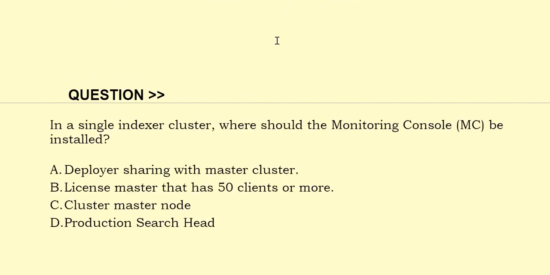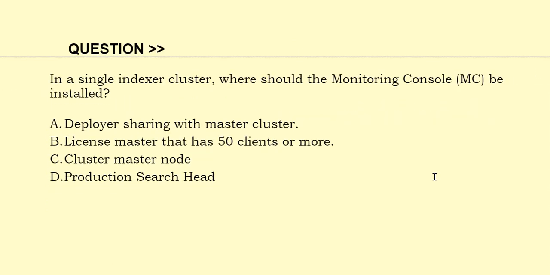In a single indexer cluster, where should the Monitoring Console (MC) be installed? Option A, deployer sharing with master cluster. Option B, license master that has 50 clients or more. Option C, cluster master node. Option D, production search head. The correct answer is option C.